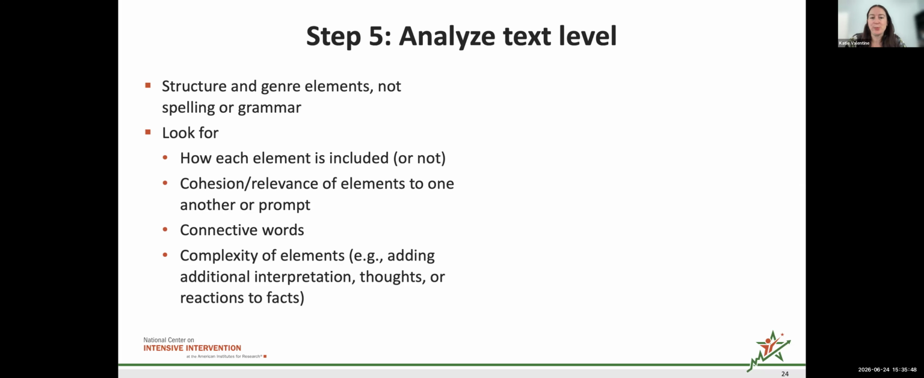But this also provides a really nice opportunity for students to showcase the skills that they have at this text level or discourse level, in the complexity of their ideas, including a topic sentence, including an ending, even if they're not the best spellers. So we're going to look for how each element is included or not included, the cohesion of those elements or the relevance to one another or the prompt. We'll go back to connective words because those are very important for indicating genre. And then we'll also look at the complexity or the sophistication of those elements.